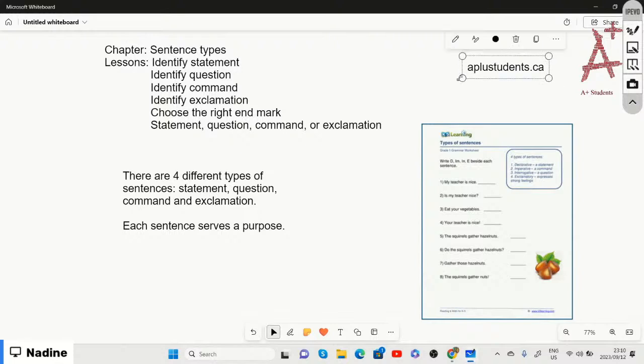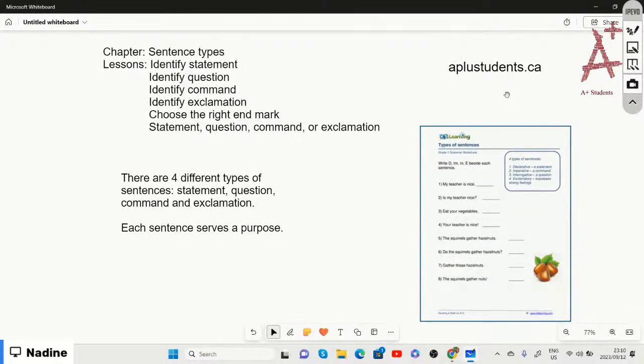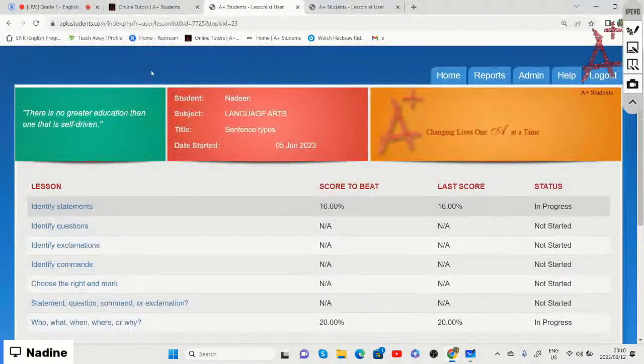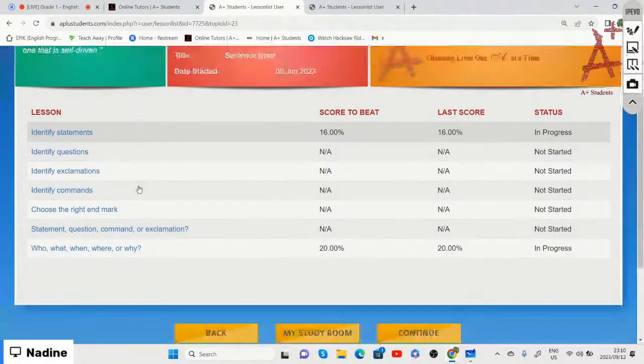And just before we continue, all of our lessons today will be done on aplusstudents.ca. So even if you do want to go back later on and go over the lesson again, we are doing it on aplusstudents.ca. All right, so now we're going back to our tutorial on aplusstudents.ca and going into the sentence types. So we're going into the first lesson, which is to identify statements.